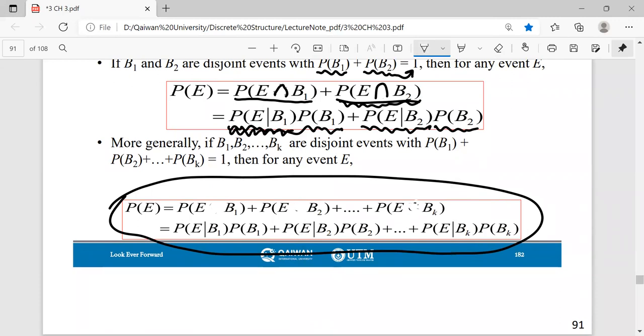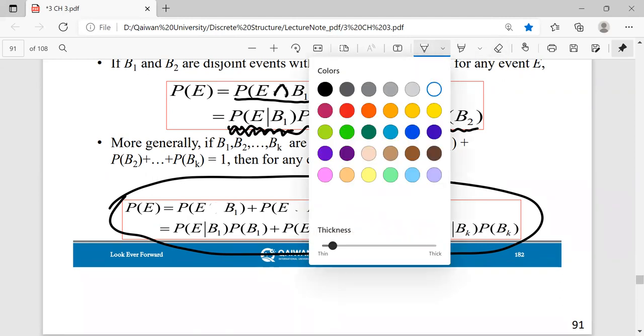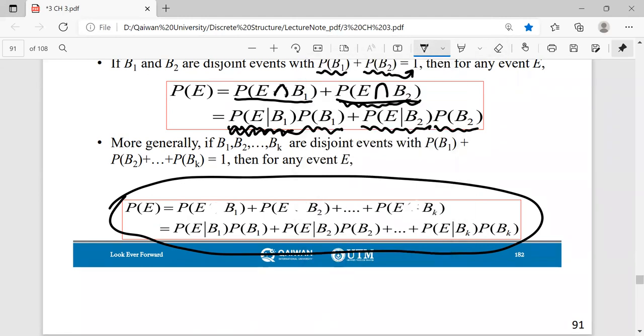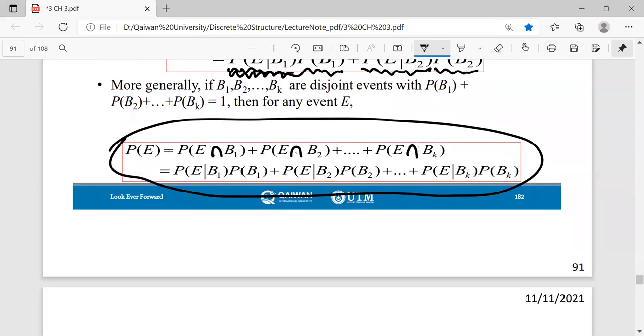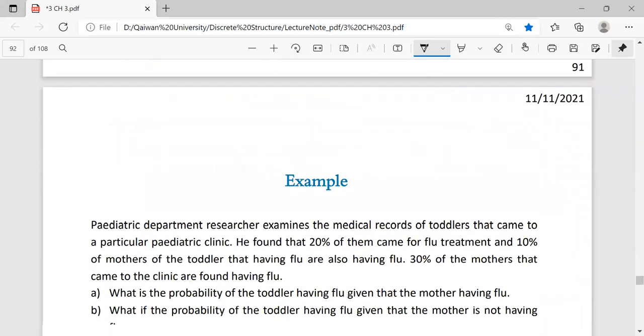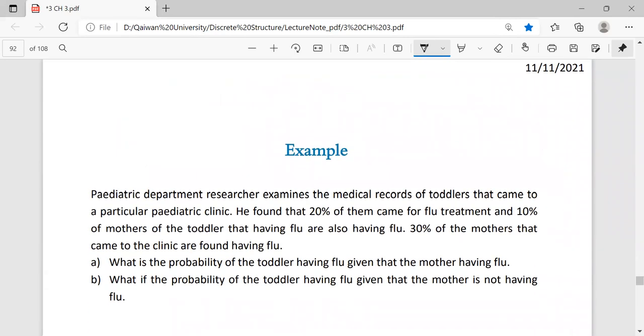Here, we take some examples about this. It's so easy, only applying the rules. Probabilities are so easy. It's only applying the rules, just try to memorize the rules, that's all. Nothing else. And you should know which one to use in the given case, I mean. Here, we have an example.